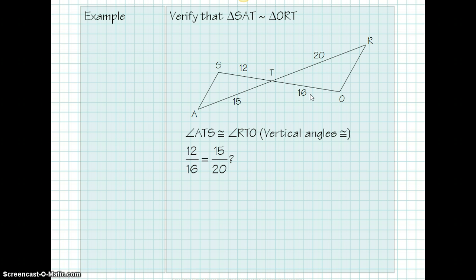So now I want to check to see, are these two pairs proportional? Do they have the same ratio? So I cross multiply, and I get 240 is equal to 240, so I know that they are proportional, and so therefore this would be similar because of side-angle-side similarity.